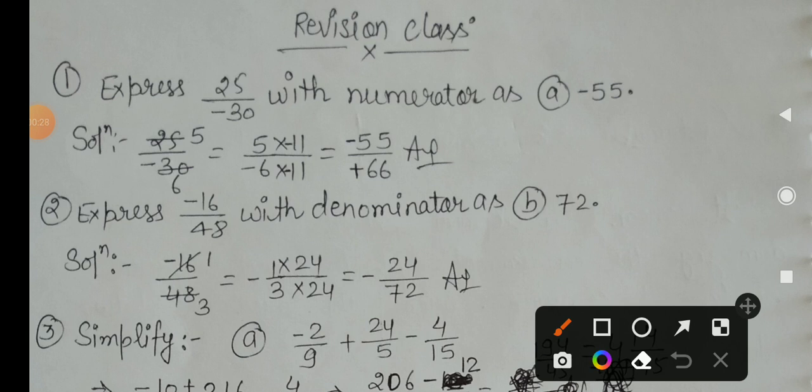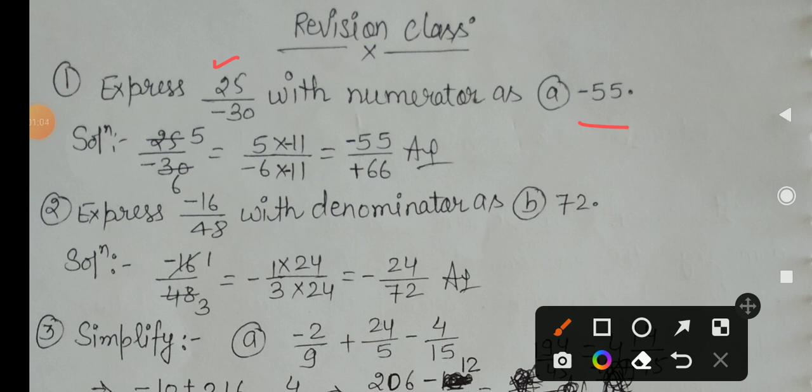So, question number one is express 25 upon 30 with the numerator as minus 55. So students, you have to change its numerator in the form of minus 55, and as you know, when you have to change these things, first of all you have to simplify this fraction. So how to simplify this fraction? You have to check both the numerator and the denominator come in which table.